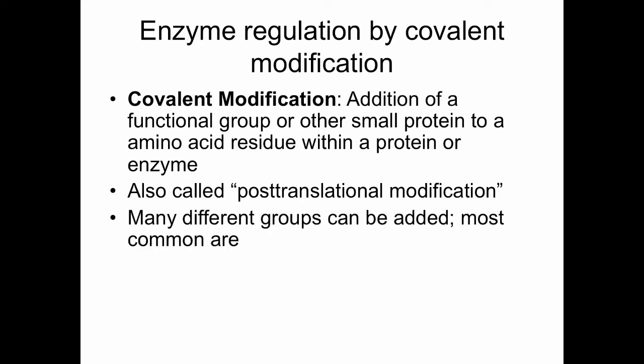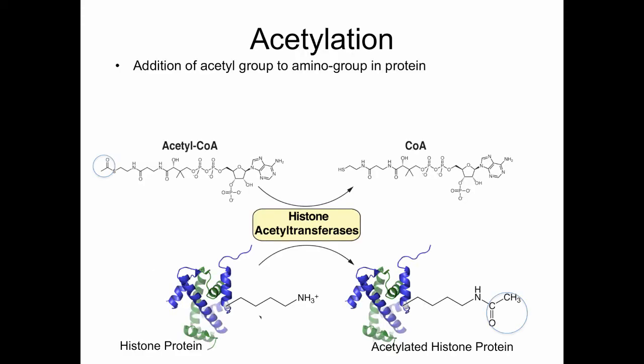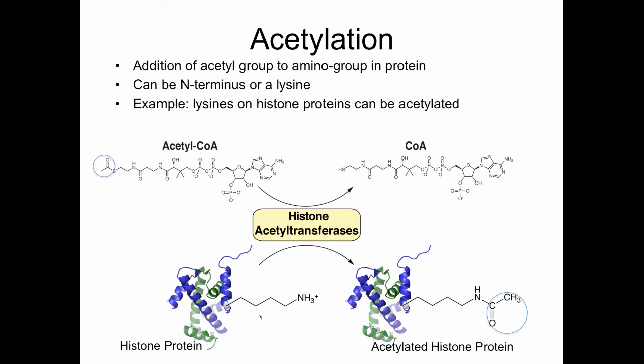Many different groups can be added, but the most common are phosphorylation, acetylation, and methylation. Acetylation is the addition of an acetyl group to the amino group of a protein. And so this can occur either at the N-terminus or at a lysine. A great example is lysines on histone proteins can be acetylated. So then an acetyl group can be transferred to the amino group on a side chain of lysines on histones, making acetylated protein. And so this acetylation acts to neutralize the positive charge on lysine.